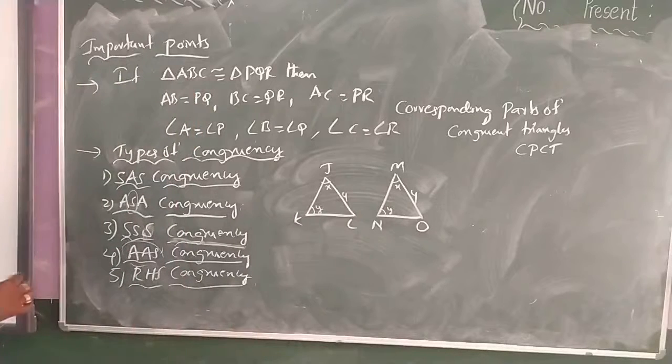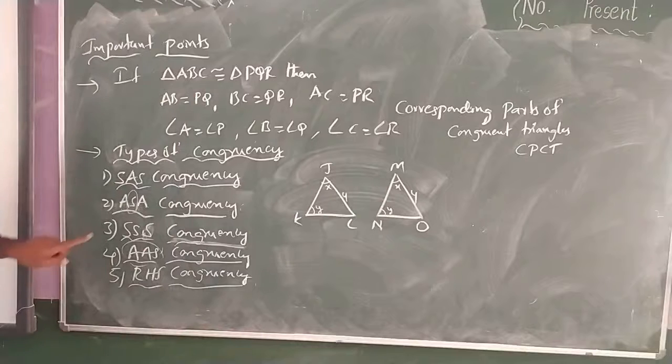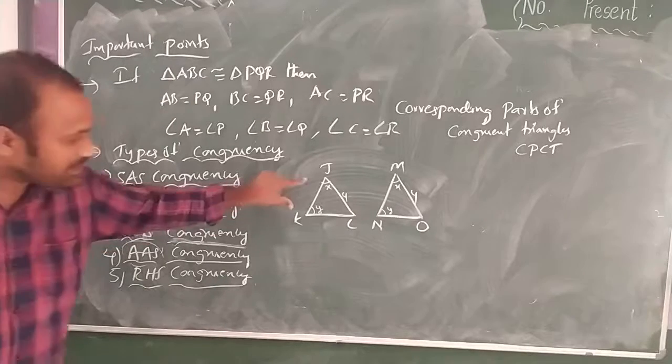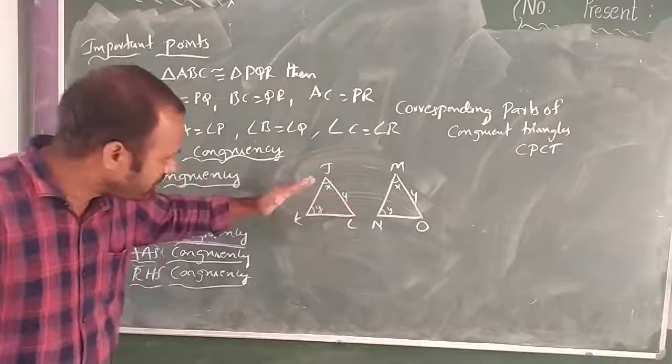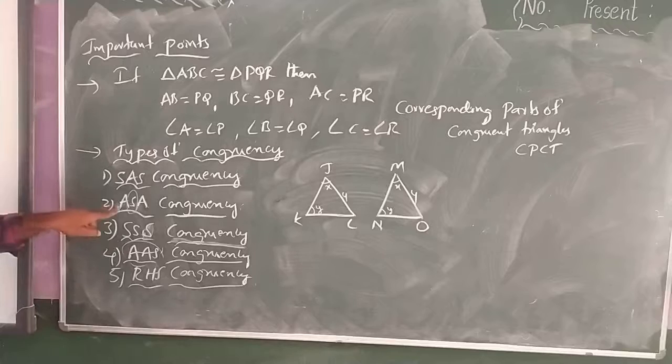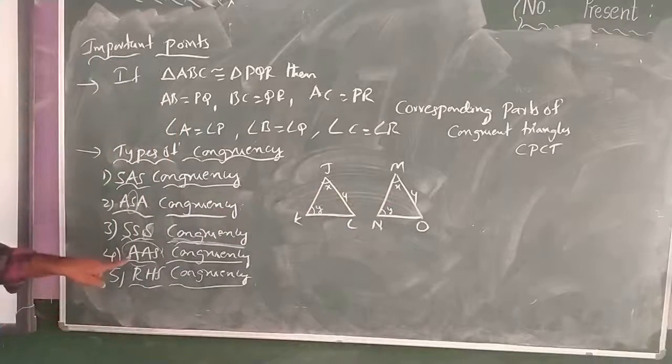MNO. The thing is that we should not get confused between ASA and AAS. ASA means that the side is included between the two angles. Here the side is not at all included. This side, JK, we are not including. If JK is included, it will become the ASA congruency rule. Since the JK side is not included, the congruency rule will be the AAS congruency rule.